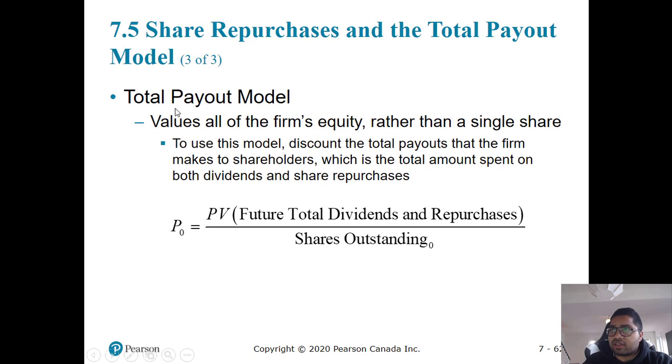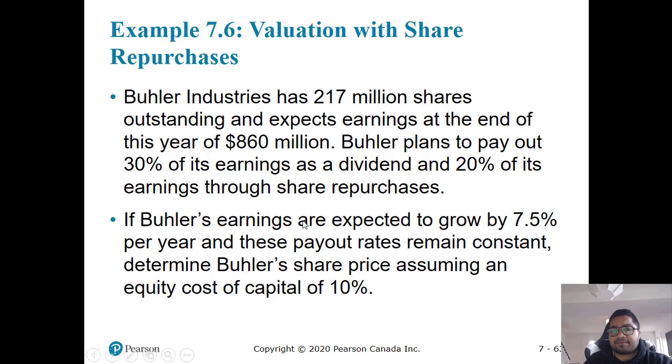A total payout model is the modification you make when you consider that the company is repurchasing its shares. So how do you modify it? You calculate the present value of future dividends and also the present value of repurchases, and then divide it by shares outstanding to find the current price. So how do you value a company that pays dividends as well as does share repurchases? Calculate the present value of future dividends and share repurchases and then divide it by shares outstanding.